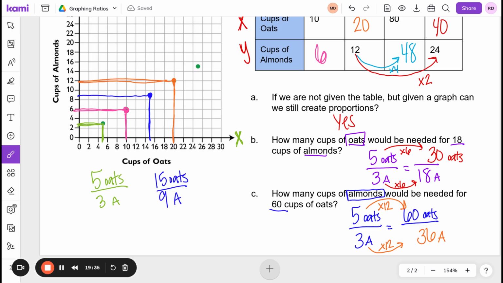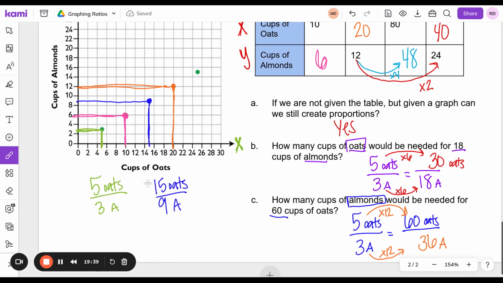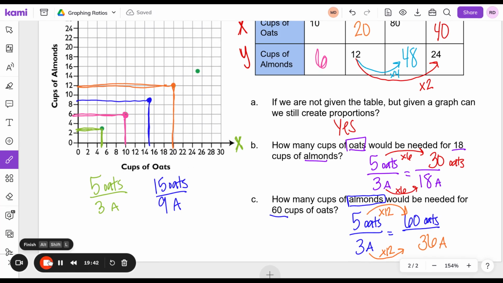So again, ratio graphs are just another way to show those equivalent ratios in a different type of model.